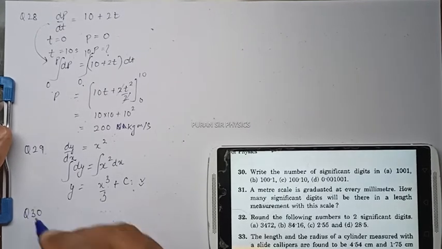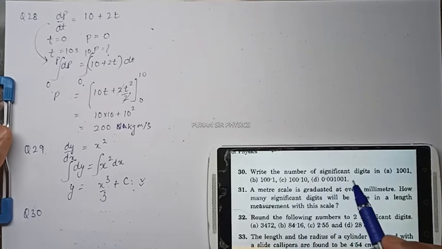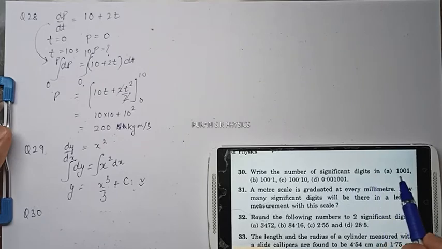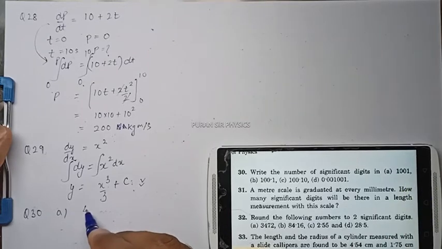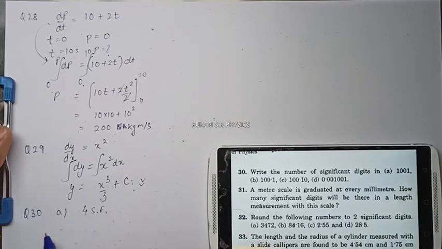In question number 30 we have to write the number of significant digits in all of these. Okay. So in A, 1001, all of these have to be significant. So in this case you will have 4 significant figures. In case of B, the zeros which are included between the non-zero values, we consider them significant. So here also you will have 4 significant figures.